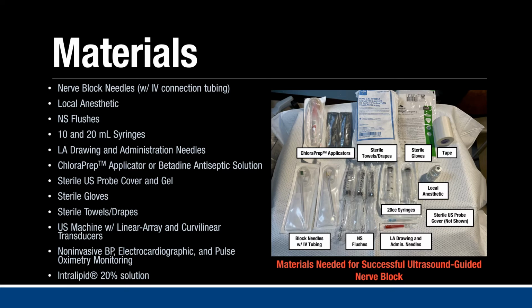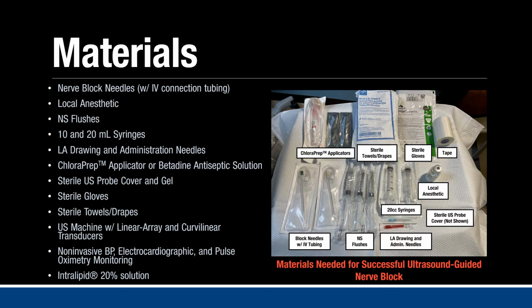Ultrasound-guided nerve block should be performed as a sterile procedure. So you're going to need your ChloraPrep applicator or betadine antiseptic solution to disinfect the block site, a sterile ultrasound probe cover and gel, sterile gloves, and then a sterile drape that basically ensures that you're not touching a non-sterile field while performing this block. You're going to need an ultrasound machine with linear array and curvilinear transducers.